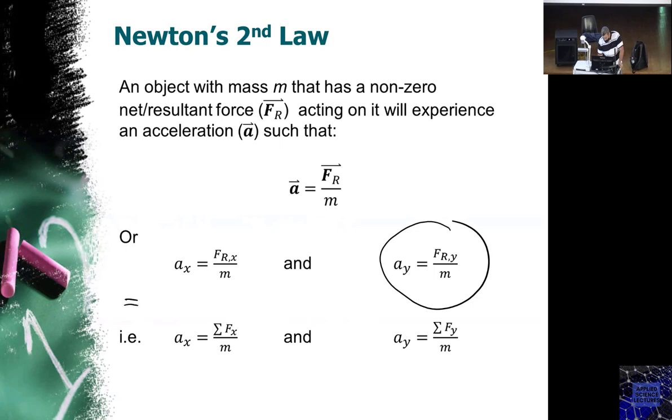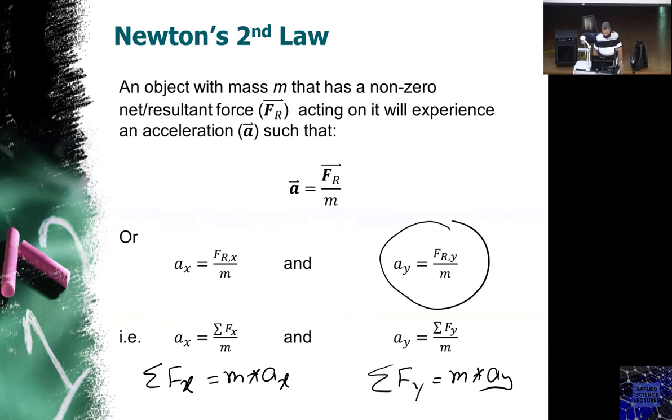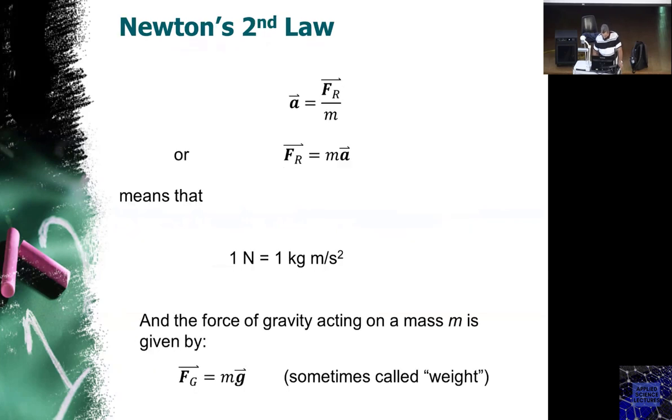Or I can say here, sigma Fx equals m ax, sigma Fy equals m times ay. Again, 1 newton equals 1 kilogram meter per second squared. We've seen how we calculated the gravitational force, but the gravitational force is only related to the gravitational acceleration. Keep this in mind. We're going to come to an example where we see how we treat the gravitational force with the existence of other forces on an object to calculate the resultant force or the net force.